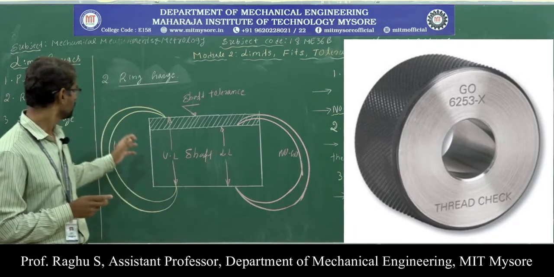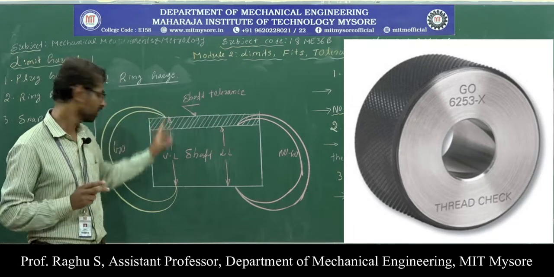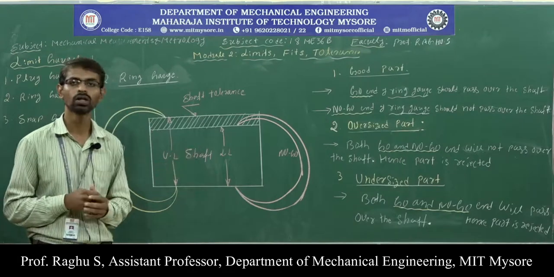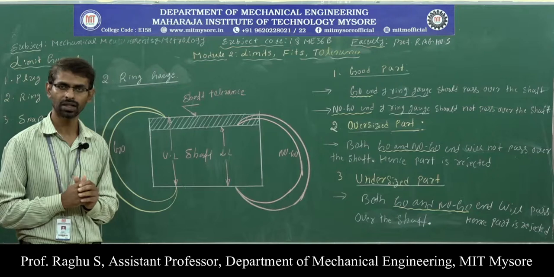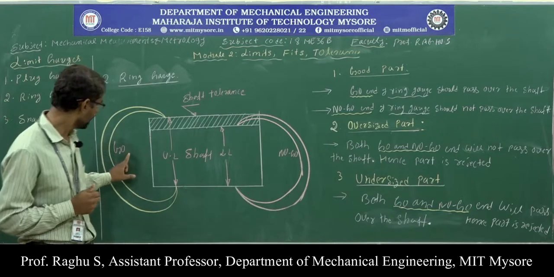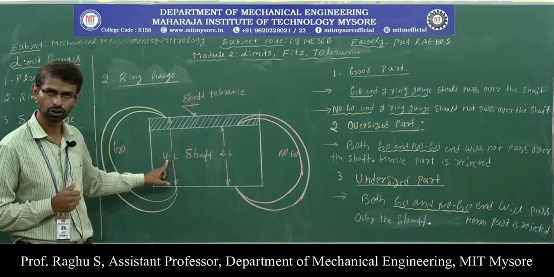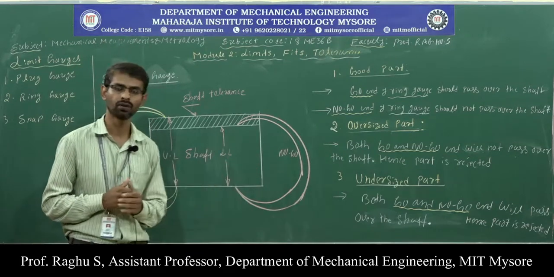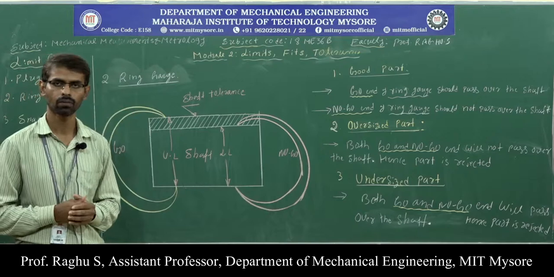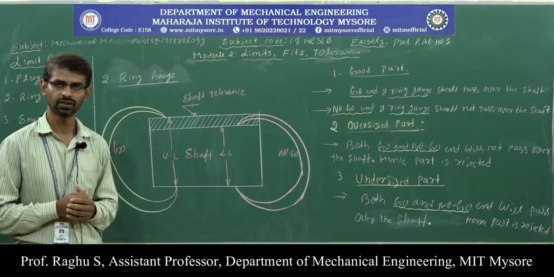Now, ring gauges. Here we have two ring gauges: the go ring gauge and the no go ring gauge. The two ring gauges are manufactured separately. The go ring gauge corresponds to the upper limit of the shaft, and the no go ring gauge corresponds to the lower limit of the shaft. So, this is about the ring gauges.